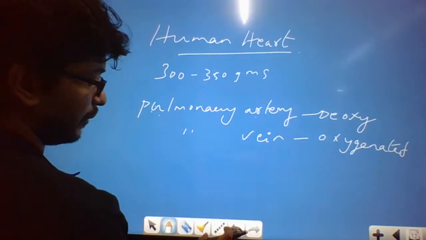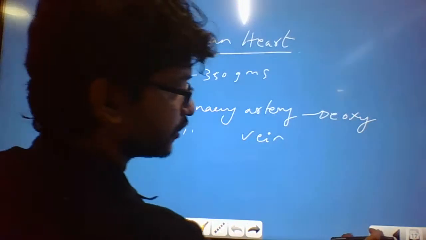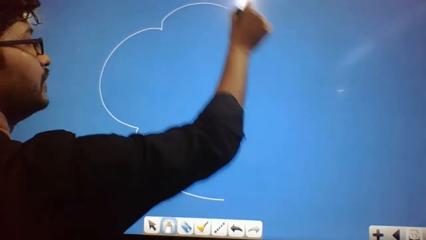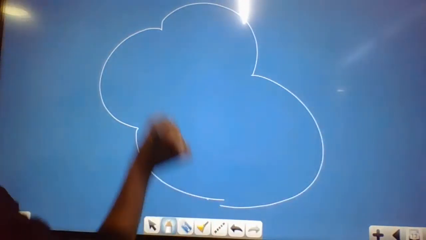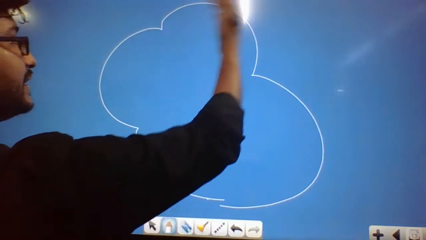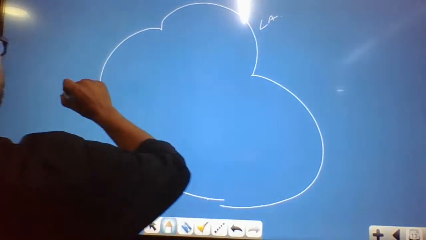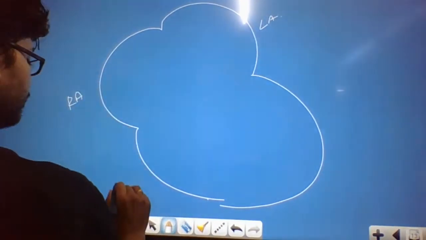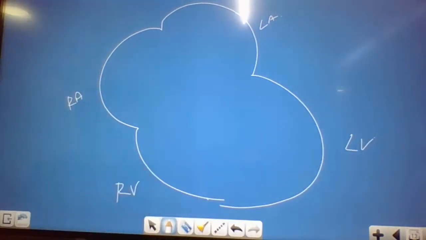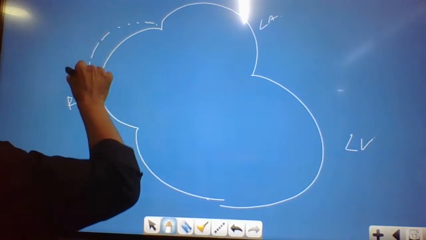But I want you to make a simple diagrammatic representation, because I don't want to waste your time. When you make the simple human heart, on the right hand side make the left auricle, and this one is the right auricle, then this is the right ventricle and this one is the left ventricle.